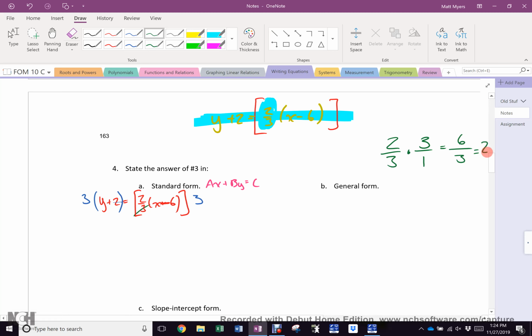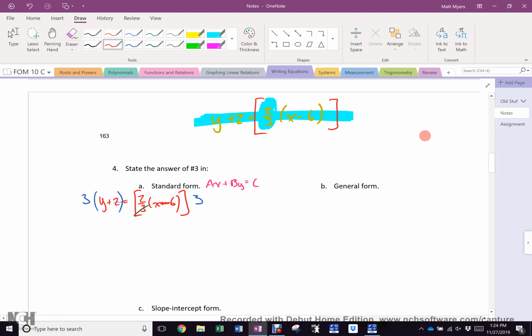6 divided by 3 is 2, yes? So why we are allowed to cancel is after we do all the math, what's the only thing that's left? 2 over 1. We don't write 1 as a denominator. We're only left with 2. That is why it works.